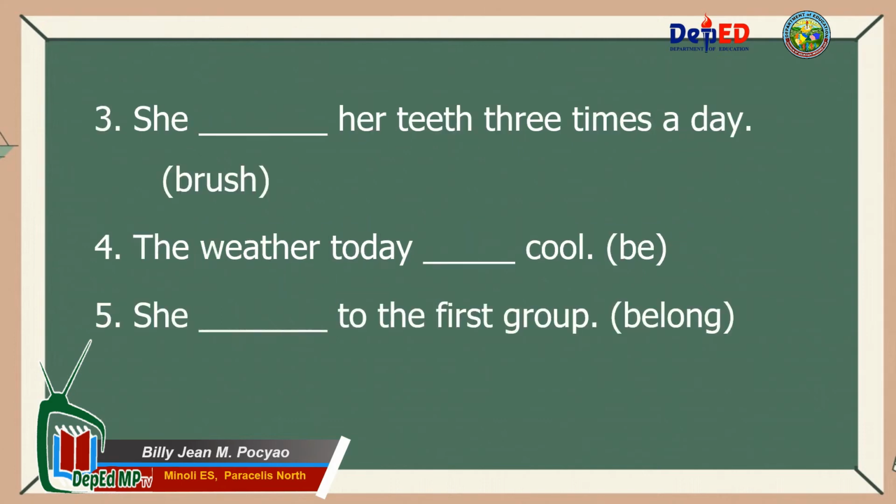Number 3. She blank her teeth 3 times a day. The correct answer is brushes. Number 4. The weather today blank cool. The correct answer is is. Number 5. She belonged to the first group. The correct answer is belongs.